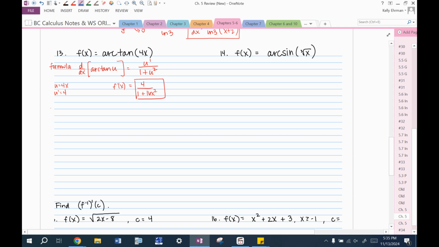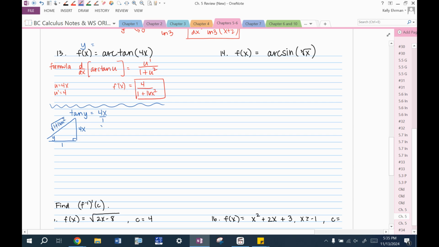The triangle way is to say, okay, this is y equals arctangent of 4x. I'm going to take the tangent of both sides, so tangent of y equals 4x. I'm going to set up a right triangle where y is the angle, opposite y is 4x, adjacent to y is 1. And then I'm going to use the Pythagorean theorem to get the hypotenuse.